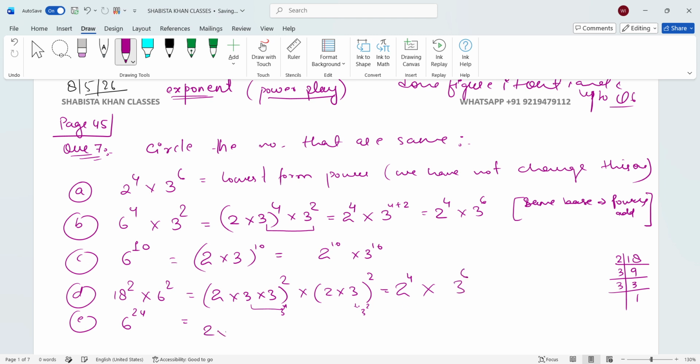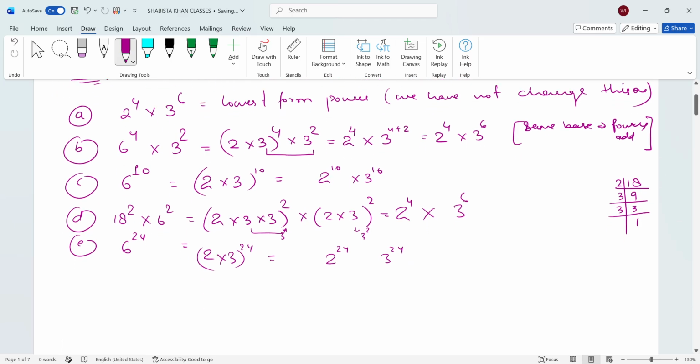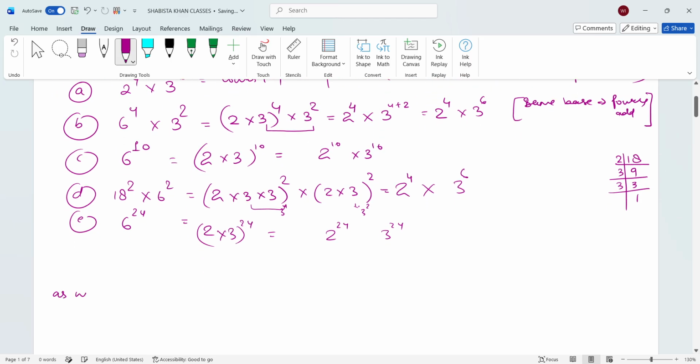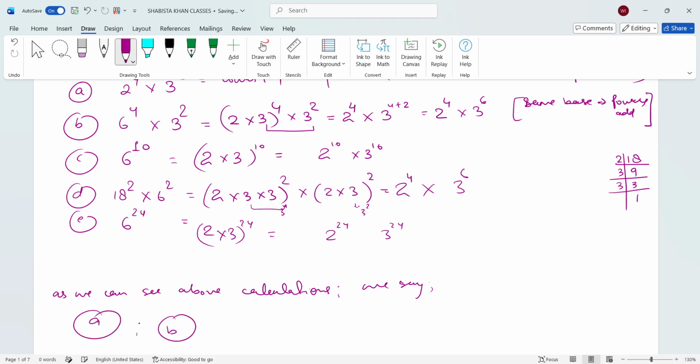And the last 6 we can write 2 to the power 4 and 2 to the power 24 and 2. As we can see from the above calculations, the ones that are the same are A and B, and C is equal to D. This is your final answer.